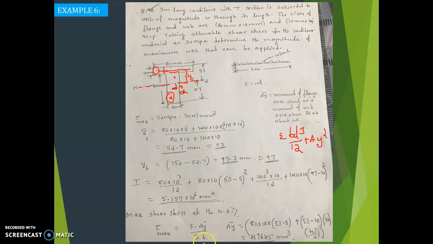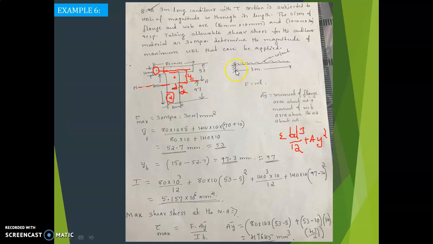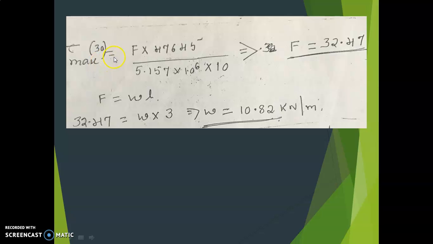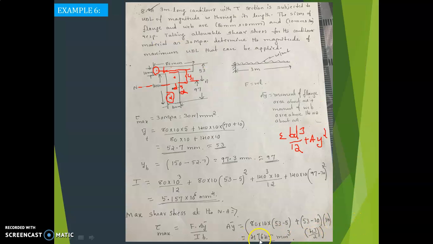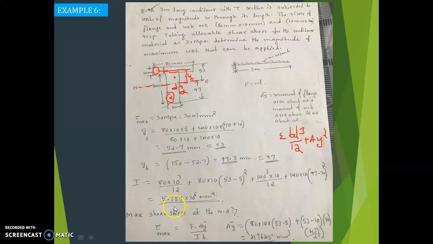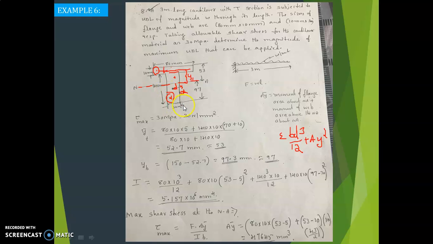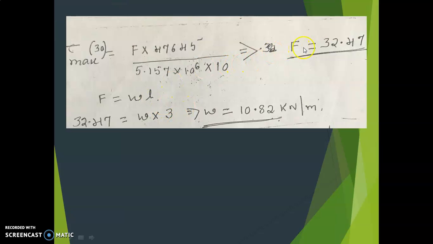Now substitute in this equation. Okay, so you get tau maximum, which is given here. Tau maximum is equal to 30 MPa. So 30 is equal to F into A y bar, that is 47645, divided by I. I is 5.157 into 10 raised to 6, into b, the width of the web, that is 10. So you get F is equal to 32.47.